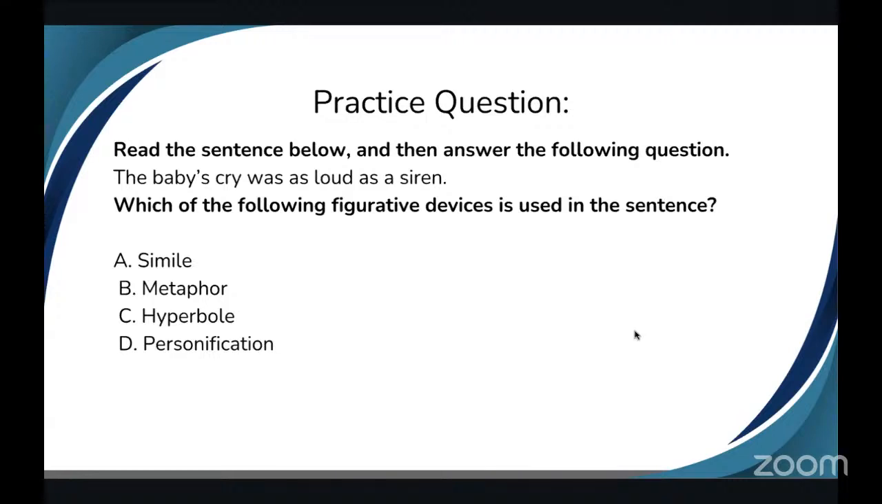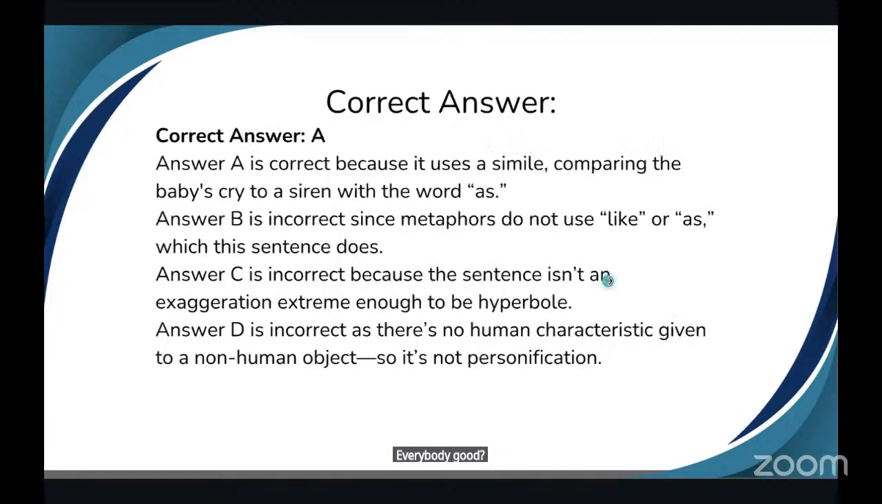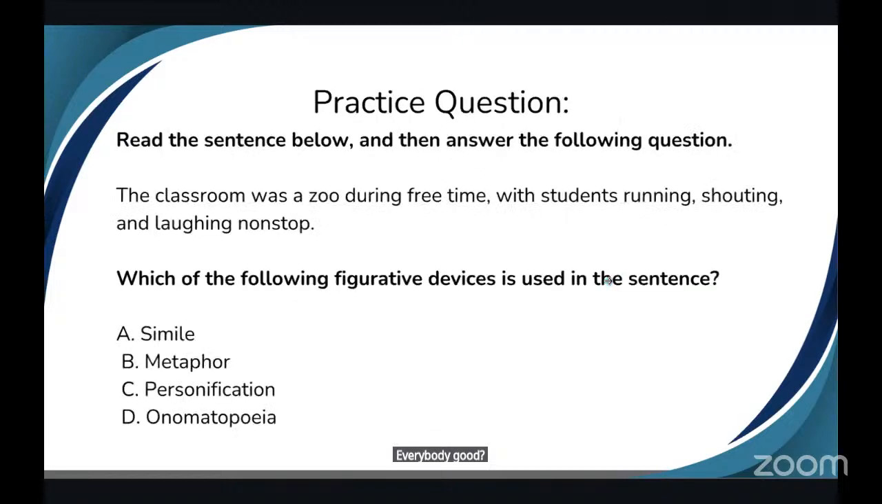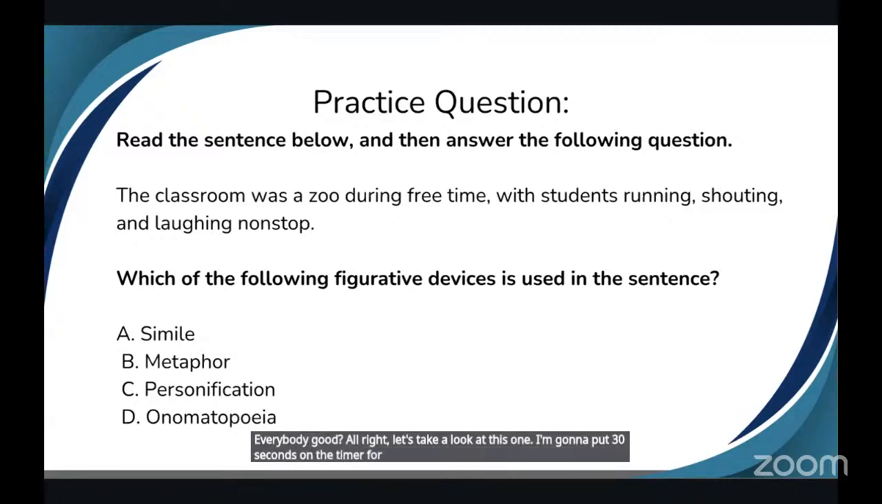All right. Everybody good? All right, let's take a look at this one. I'm going to put 30 seconds on the timer for this one. Let's see how you do.